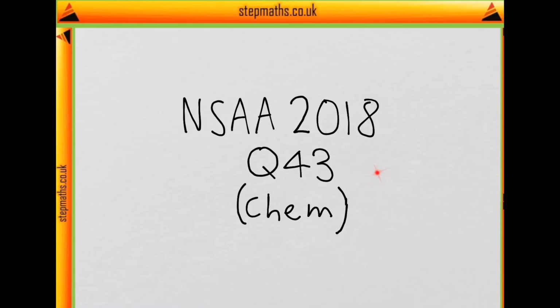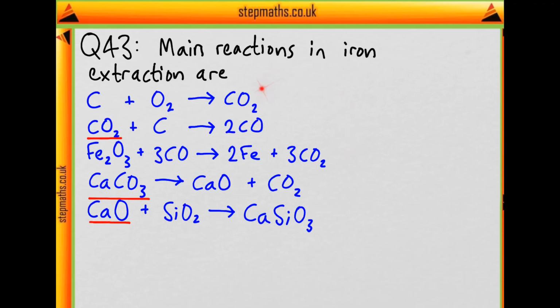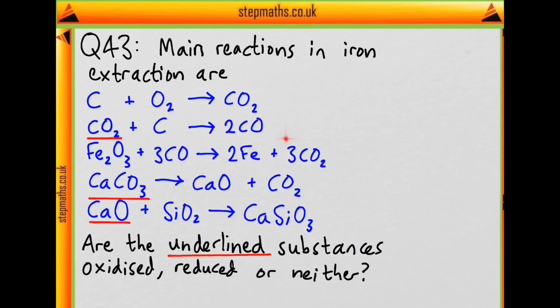This is question 43 on chemistry from the 2018 NSAA. So the question gives you a list of the main reactions in a blast furnace for the extraction of iron, and it asks you which of the underlined substances, that's carbon dioxide, calcium carbonate or calcium oxide, are oxidized, reduced or neither in these reactions.